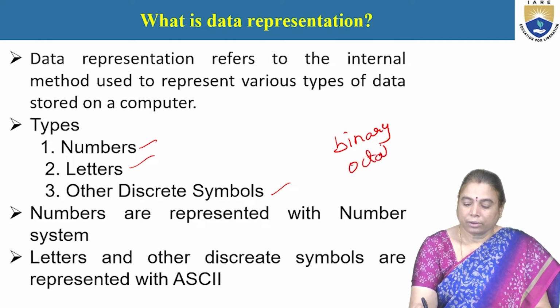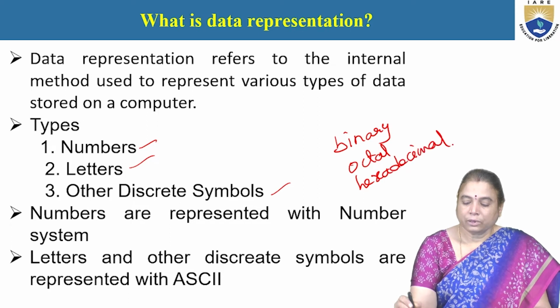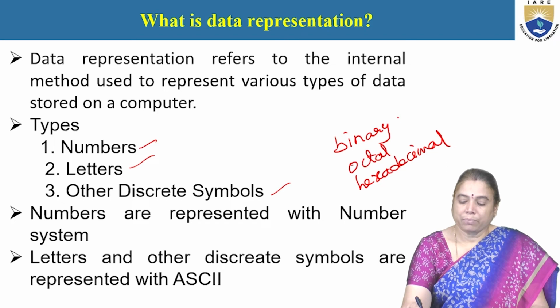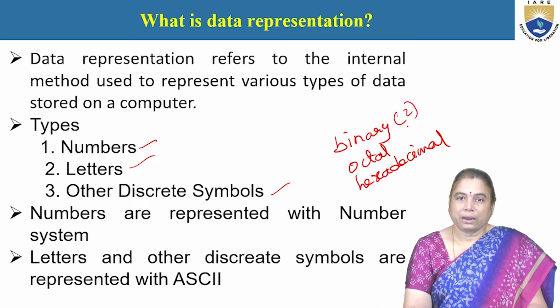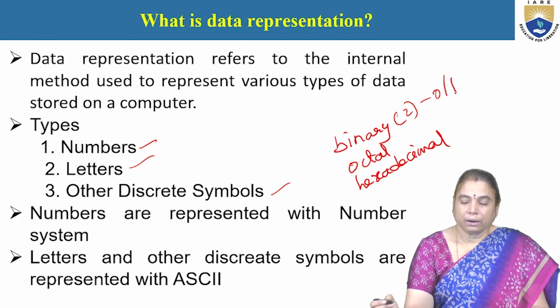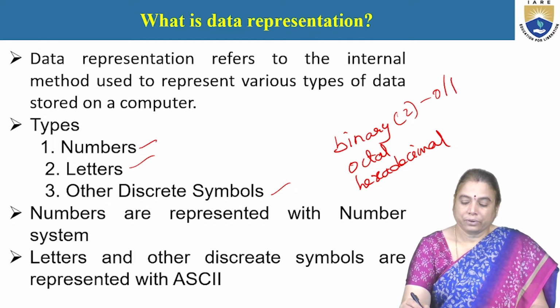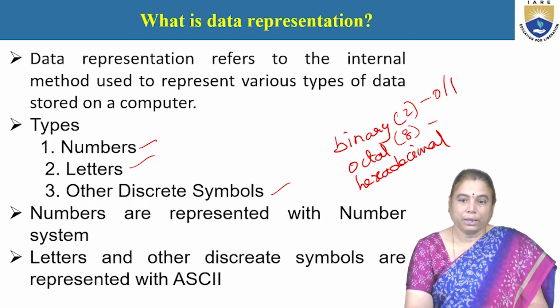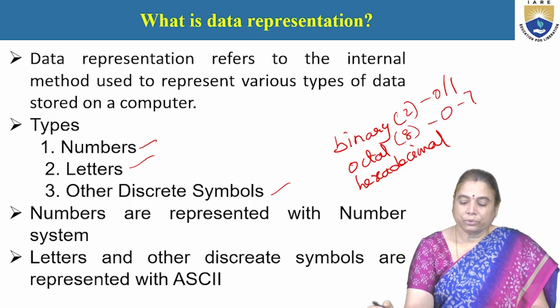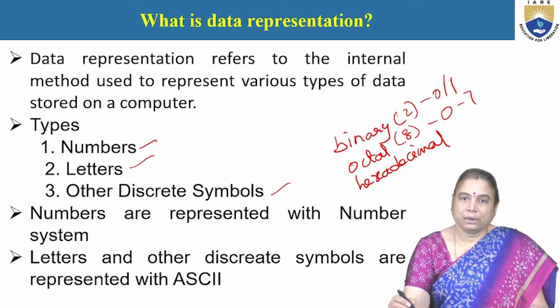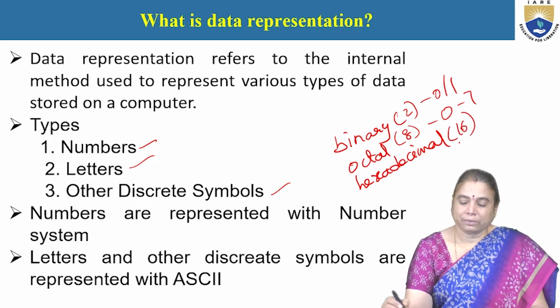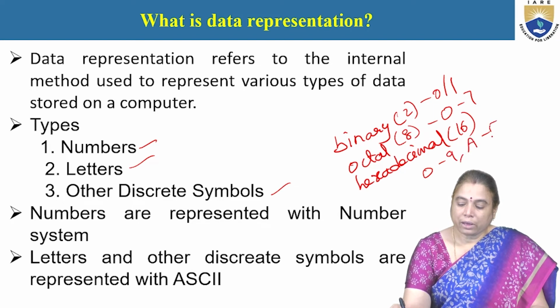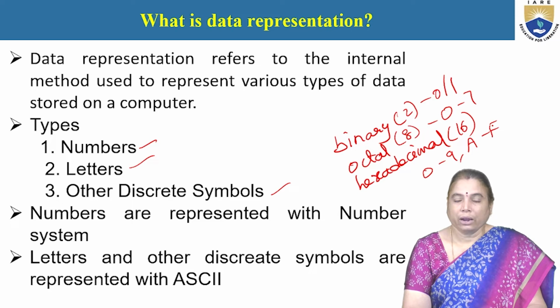octal, hexadecimal. The binary number system has a base value of 2. Only 2 digits are available, either 0 or 1. But in the case of the octal number system, the base value is 8. The digits available in the octal number system are 0 to 7. In the case of the hexadecimal number system, the base value is 16. So here 0 to 9 are digits. Next, capital letters A to F are used to denote the rest of the digits.